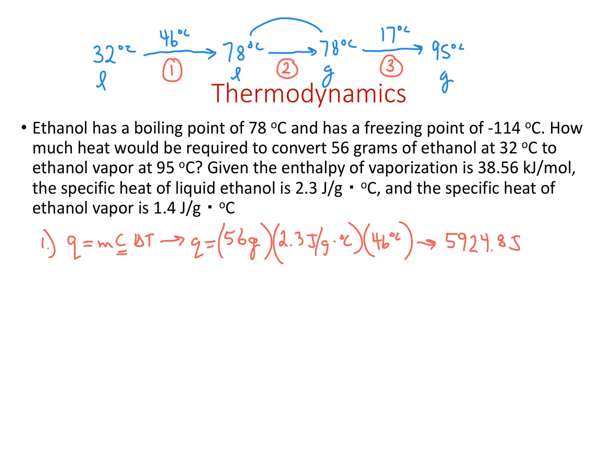Calculation 2 is a phase change. And for there, I need Q equals the number of moles times the delta H of vaporization. So I need to find out how many moles of ethanol I have. Well, I know moles equals grams over molecular weight. I have 56 grams of ethanol, and ethanol is 46 grams per mole.